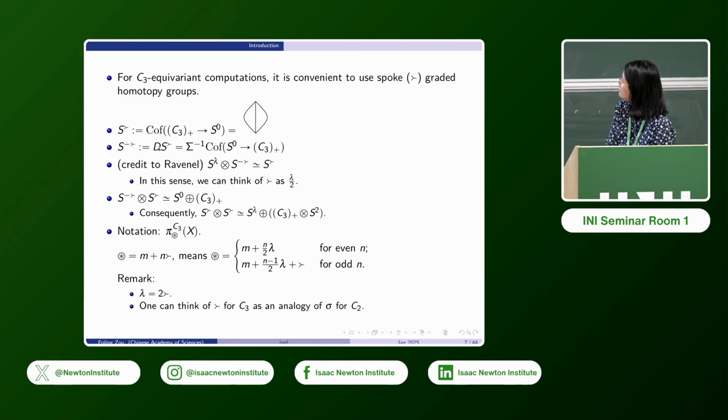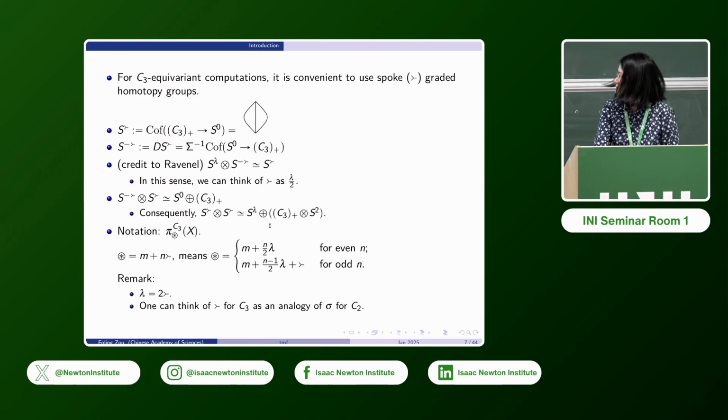And the Spanier-Whitehead dual of it, we denote by S negative spoke. By Spanier-Whitehead duality, you can also write it as a cofiber sequence. And we write it as S negative spoke because of this observation that S lambda smashed with S negative spoke is equivalent to S spoke. So in this sense, we can think of spoke as half of lambda. But this analogy is not precise, because if you actually smash two S spoke together, or a shift of this, you do not get S lambda or a shift of this. Sorry, you have an S0 plus a free cell.